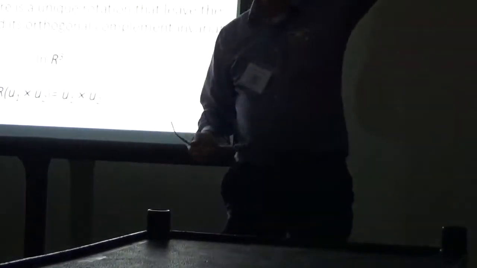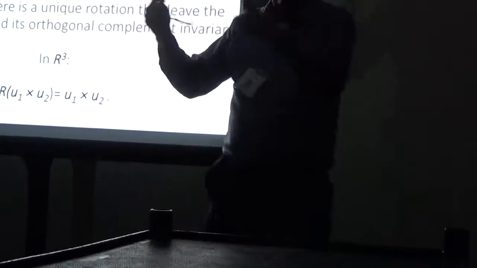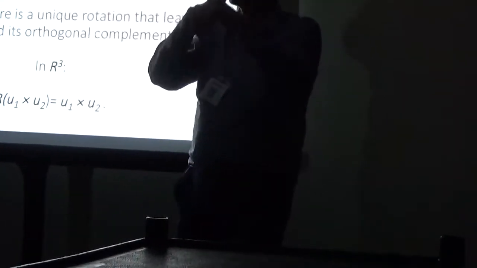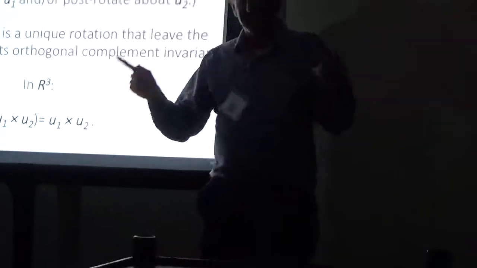The two unit vectors specify a 3-dimensional rotation uniquely. You could pre-rotate about this axis, post-rotate about that axis, still takes this to this. Not specified uniquely until you say it leaves the orthogonal complement alone. In this 3 dimensions, it preserves the orthogonal, the cross product. Okay. There.